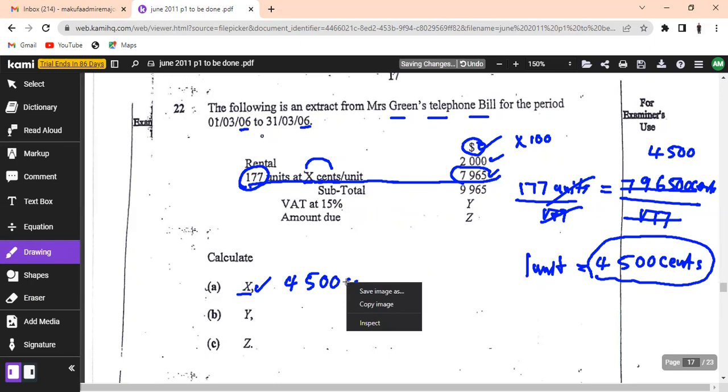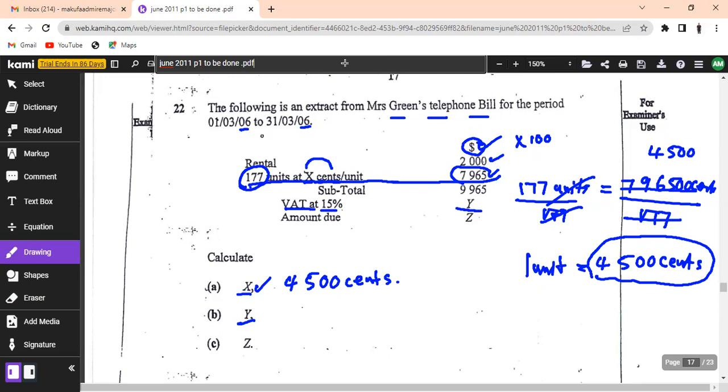So let me just put it this way. This is cents here. That is your X. Then the value of Y here. Y is representing the VAT, which is the value added tax. So remember, when you buy, even in a shop, wherever you go, there is that value added tax that you'll be charged on each and every item. And it's a percentage of the total. This is your total here of 9,965. So this Y here is going to be 15% of the total.